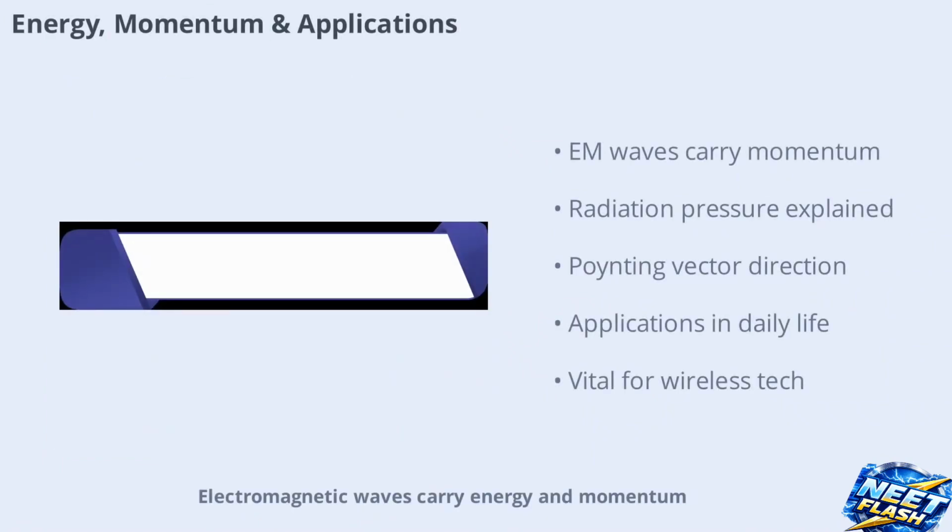Electromagnetic waves carry energy and momentum, which can exert pressure on surfaces, a phenomenon known as radiation pressure. The energy density in an EM wave is equally distributed between its electric and magnetic fields. The Poynting vector represents the power transferred per unit area, and its direction aligns with wave propagation.